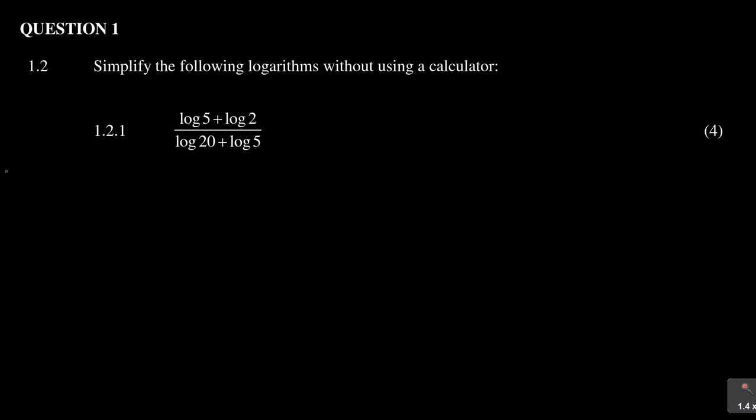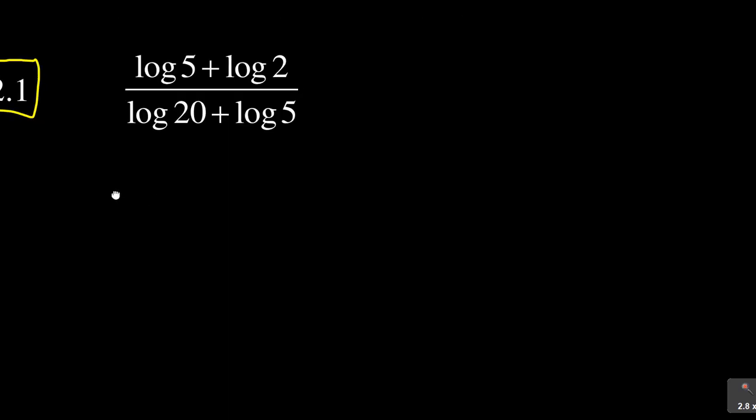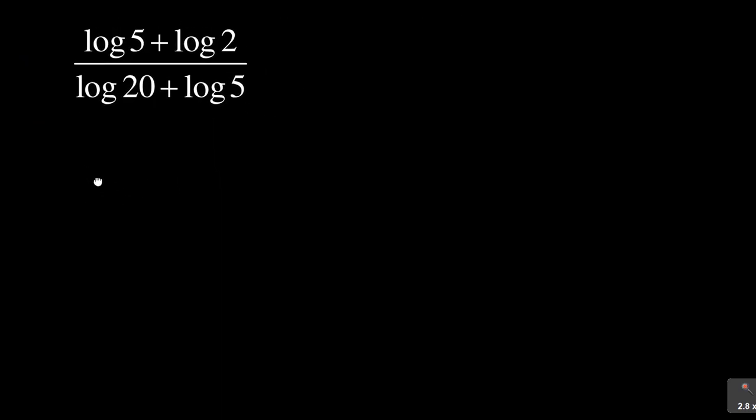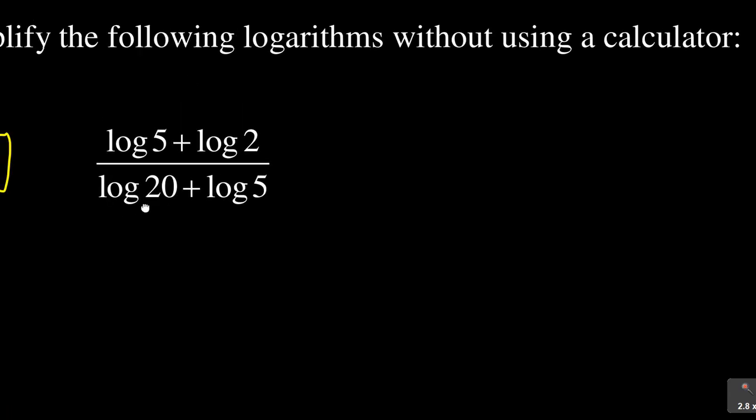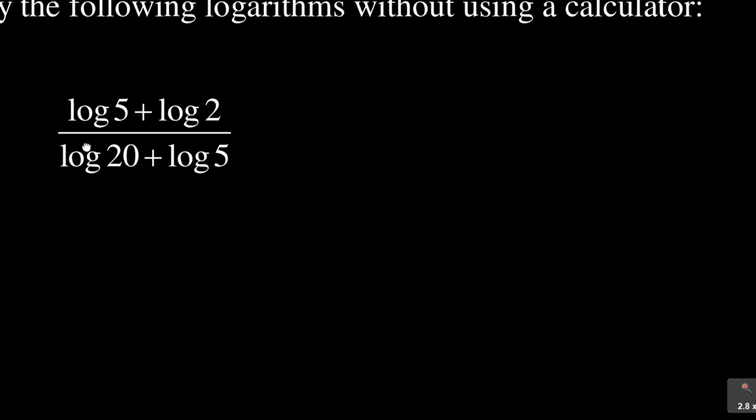Now let us move on to question 1.2. This is a new question, 1.2, but it's still under question 1, and we are looking at 1.2.1, and this particular question was out of 4 marks. We are solving logs, and the question was: simplify the following logarithms without using a calculator.